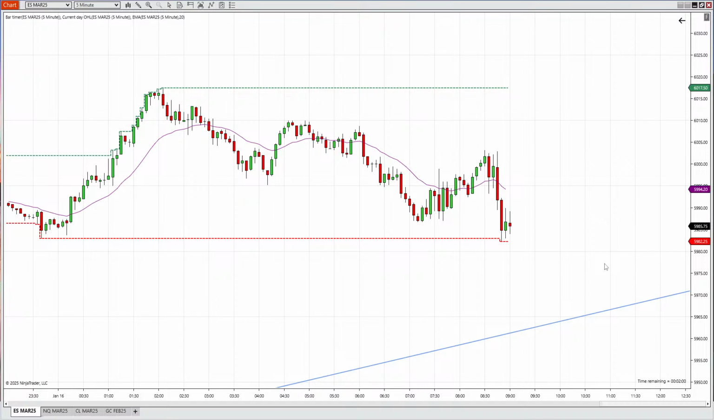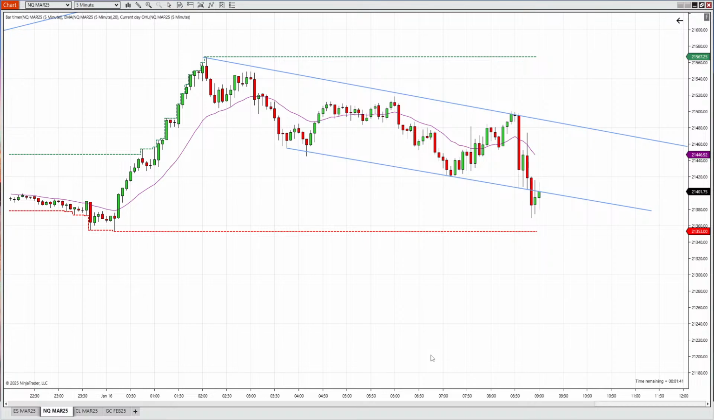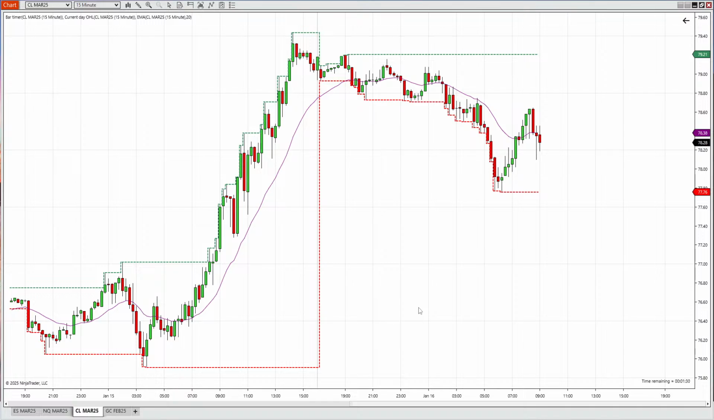If it's an outside up bar, then we're just going to sit and wait for a second signal. Less than 2 minutes left in this bar. Let's take a quick look at NQ. Same thing happening. It's essentially the same trade. Once again, I would kind of pick one. I wouldn't really do them both.